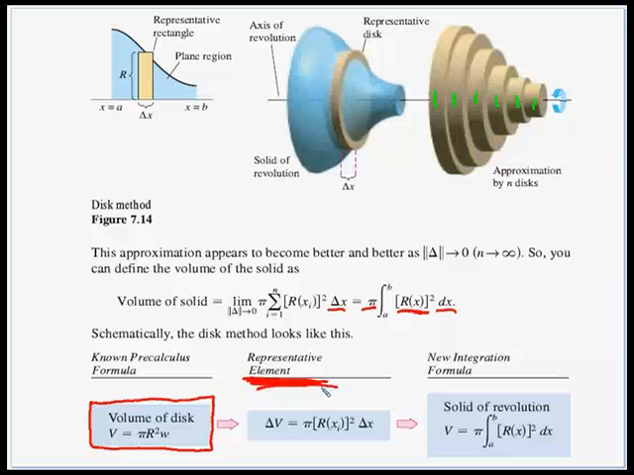We had the representative element. Remember, representative element, that is big in the next two sections. Our representative element was a rectangle underneath the curve. The volume of each rectangle is delta V, or the change in volume of the whole region, is pi r squared delta x. And we turn that into our new integral formula. Pi, the integral from a to b of R(x) quantity squared dx.